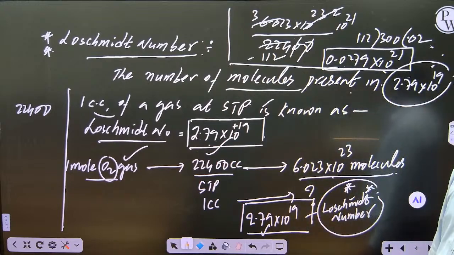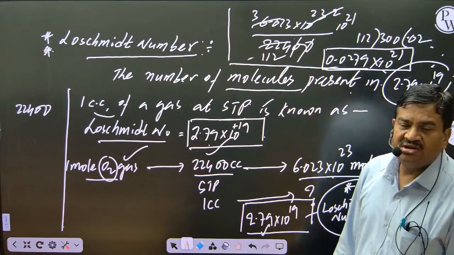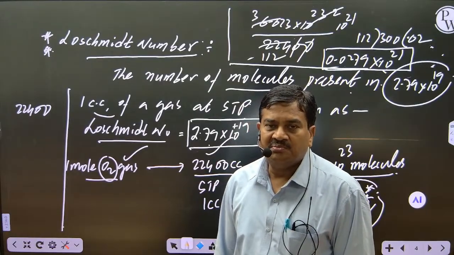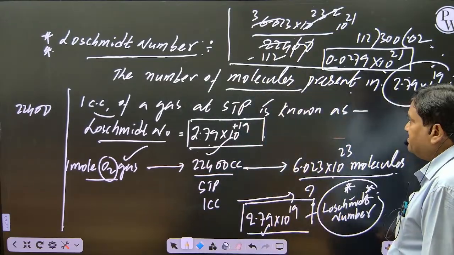Copied all of you? Understood, no? Till now we discussed what is Loschmidt number and what is gram molar volume. Right, next heading: vapor density.